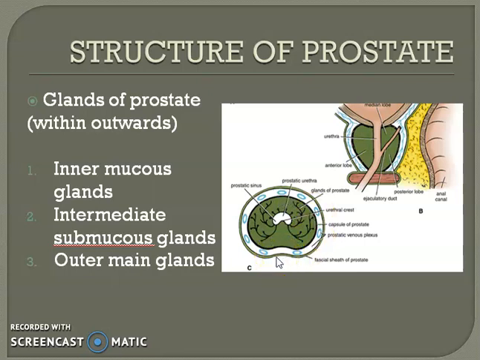Whereas the muscular tissue consists of smooth muscle and is continuous with that of the detrusor muscle of the urinary bladder. Whereas the glands in the prostate are arranged in 3 layers from within outwards. These are inner mucous glands, intermediate submucous glands and the outer main glands. So these 3 glands are forming 3 concentric layers around the urethra.